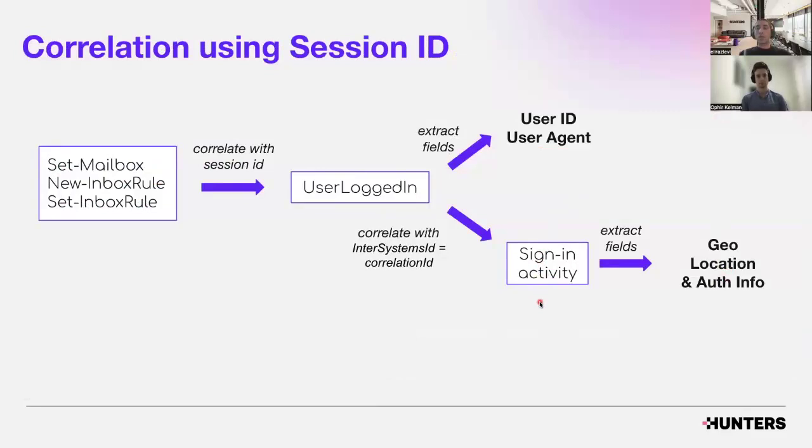So we will try to correlate between the user logged in and the sign-in activity. How are we going to correlate? We're going to use the inter-system ID field in the user logged in event and correlate it with the correlation ID in the sign-in activity. Although these two fields have different names, the meaning is the same and we can correlate between them.